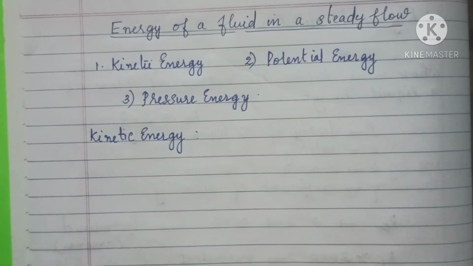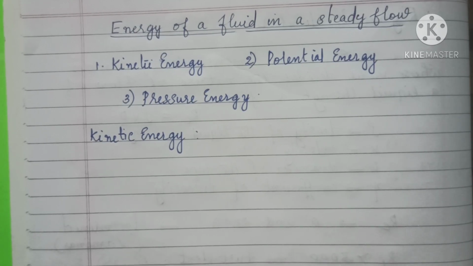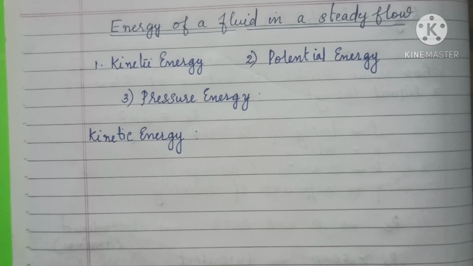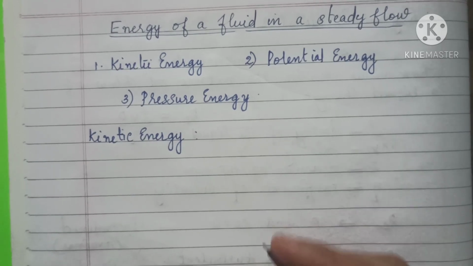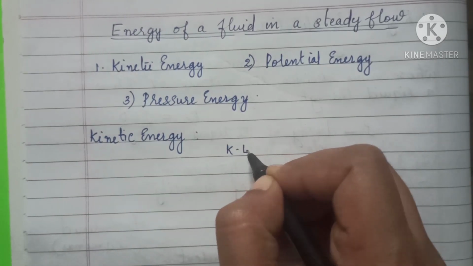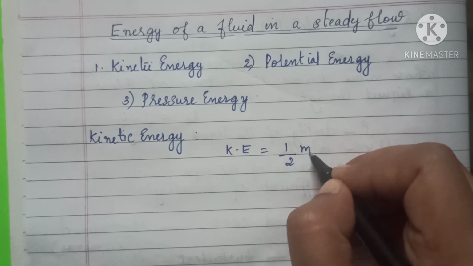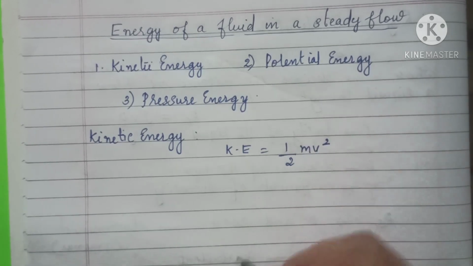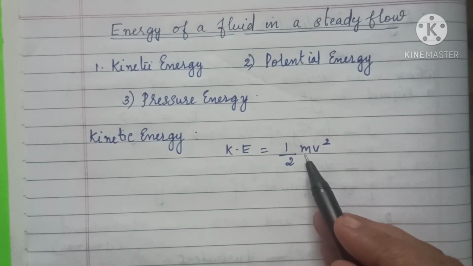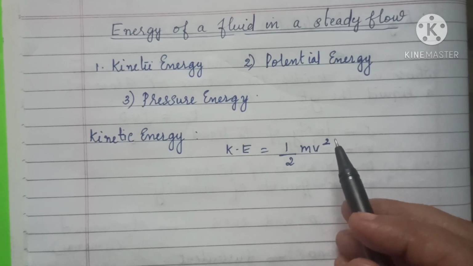As I told, the energy possessed by a liquid by virtue of its motion is said to be kinetic energy. As the liquid is flowing, it should have kinetic energy. And you know the general expression, you have studied kinetic energy in your smaller classes, which is given by the expression half mv squared, where m is the mass of the liquid and v is the velocity of the liquid.